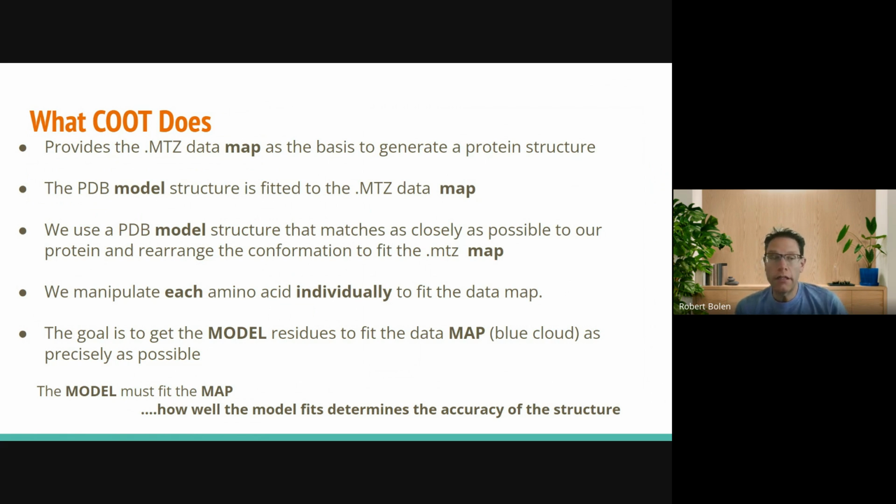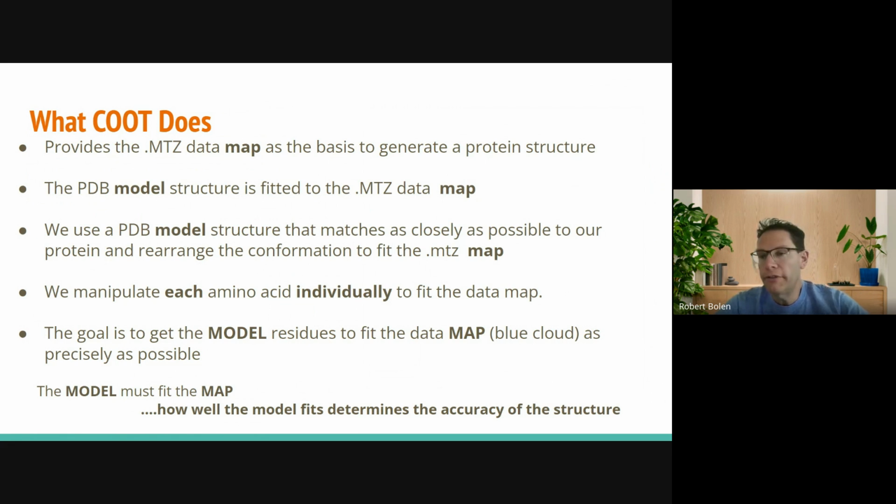This includes literally not just looking at the amino acid, but the individual atoms, where you will actually try to move carbons and nitrogens and hydrogens around, and sections of it around, to fit that data map. The ultimate goal is to get the model to fit the map as precisely as possible. So I always go with this idea in my head that the model must fit the map, and how well the model fits determines the accuracy of our structure. So Coot is where we will spend a lot of time individually manipulating these.